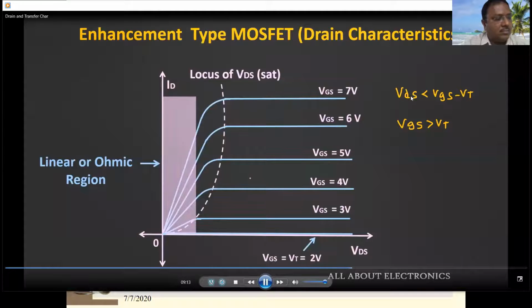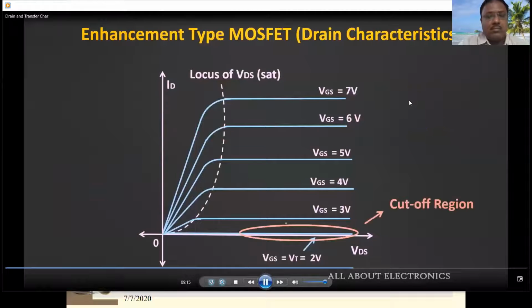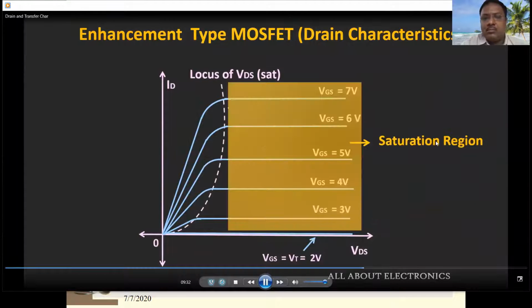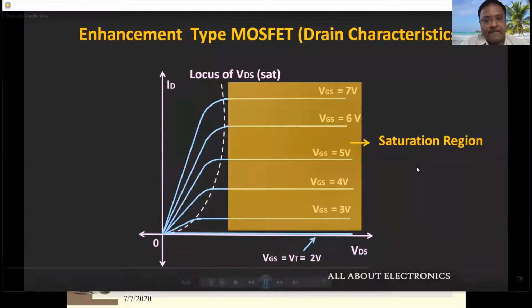Then if we talk about the next region, it is the cutoff region. So whenever this voltage VGS is less than VT, in that case the current through the MOSFET is 0, or we can say that the MOSFET will remain in the off condition. And then, if we talk about this region of operation, it is the saturation region. So whenever the MOSFET is operated on the right hand side of this locus, we can say that it is operating in the saturation region.